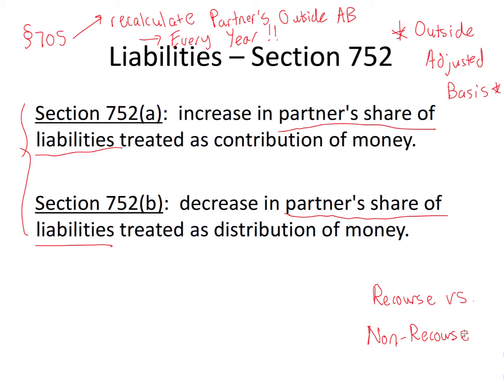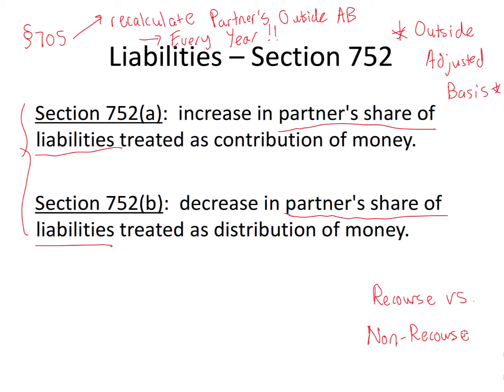Just again, a simple explanation. And again, you can watch those previous videos for more detail. But recourse, you are personally liable for that liability, meaning the creditor can go after personal assets. Non-recourse, though, is just limited to the investment in the actual partnership. It's kind of like limited liability versus unlimited liability. Similar concept. It's not exactly the same, but you can think of it like that for a very basic understanding.